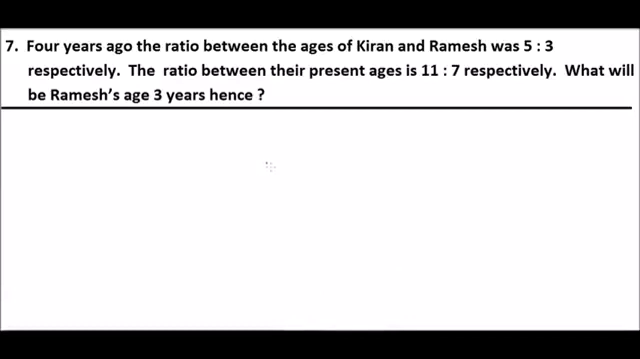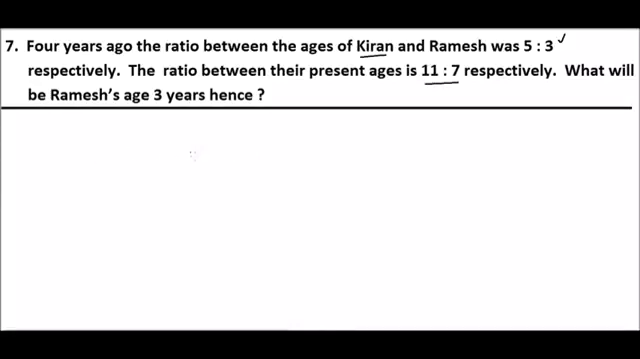Now observe this question. This question is also almost the same model, right? How to go for this one? 4 years ago, the ratio between the ages of Kiran and Ramesh was 5 is to 3, right? Then the ratio between their present ages is 11 is to 7. Then what will be Ramesh's age 3 years hence? All right. First find out the present age of Ramesh. 3 years hence we can add 3 years to that one.